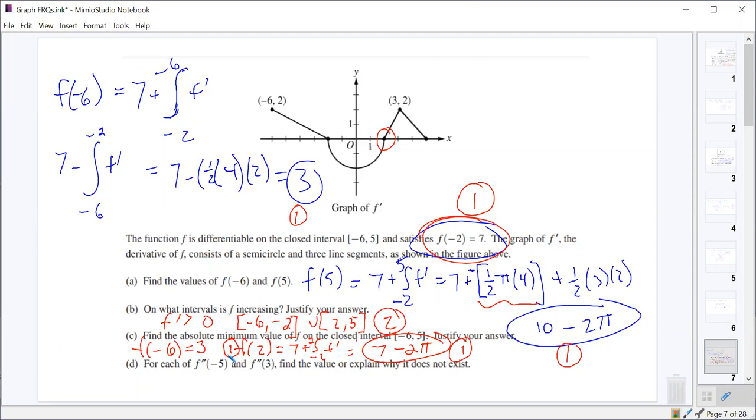All right, then the last one real quick. This was 2 points for f double prime of -5 and f double prime of 3. Find the value or explain why it doesn't exist. F double prime of -5 is just the slope of f prime. So that appears to be -1/2. And f double prime of 3, we would say does not exist. You could say that it's a corner, or you might want to state like the slope from the left is not the same as the slope from the right, or something like that.